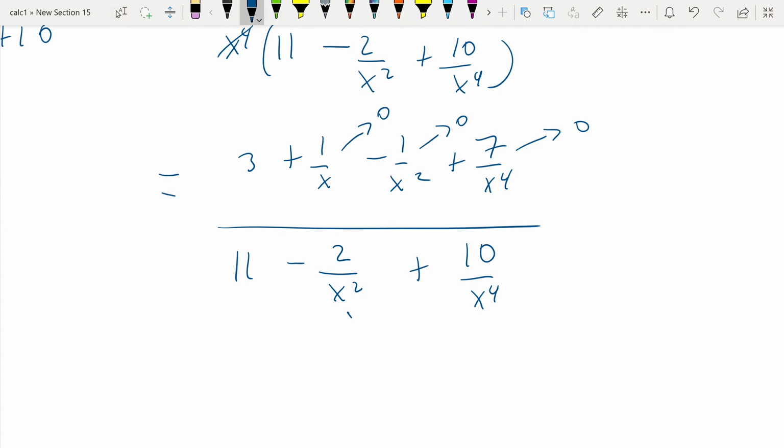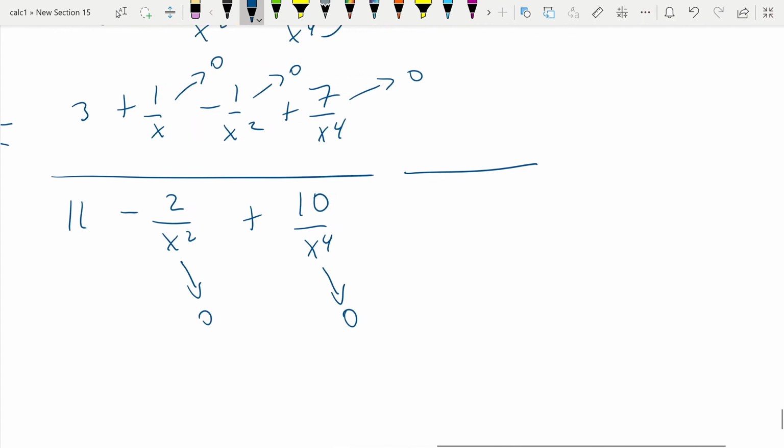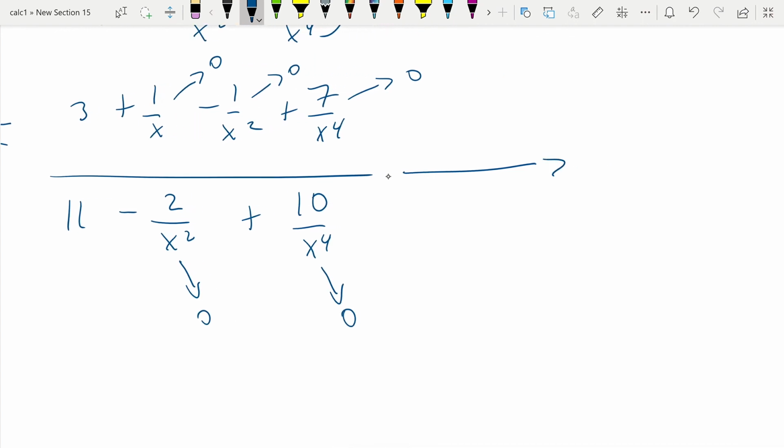In the bottom, this goes to 0 as well. You're dividing 2 by something very large, and 10 over x^4 is going to 0 as well. You're dividing 10 by something that is becoming very, very large. So in the end, the numerator goes to 3, and the bottom goes to 11 as x goes to infinity.